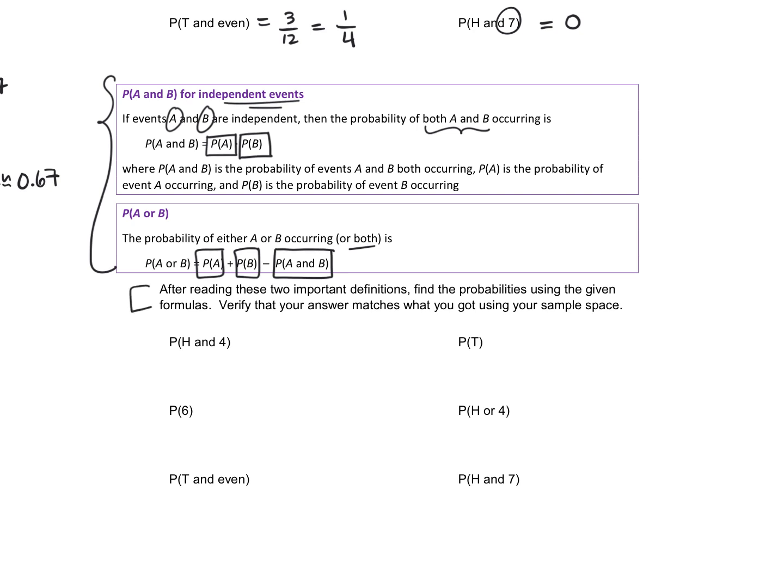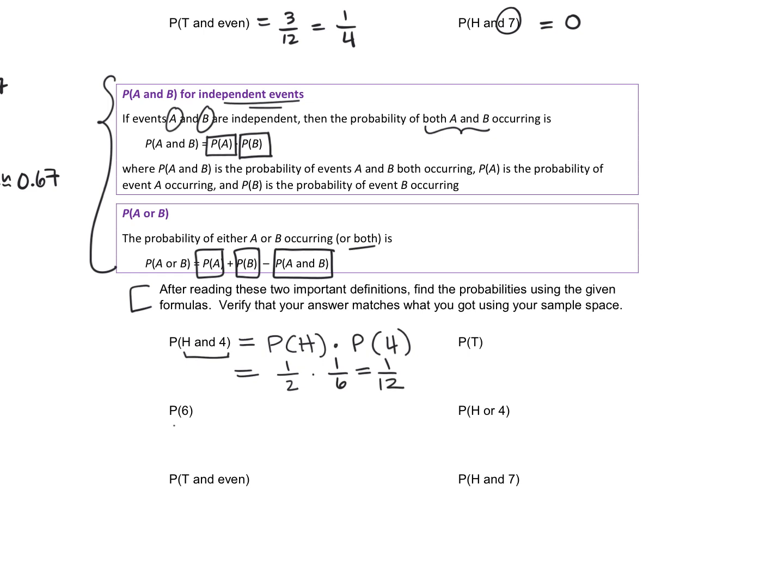So after reading those important definitions, let's find the probabilities using those formulas. So we have probability of H and 4. So using that formula, we want to find the probability of getting a head, and then we're going to multiply that by the probability of rolling a 4. So the probability of a head is going to be 1 out of 2, and the probability of rolling a 4 is 1 out of 6, which gets us 1/12.